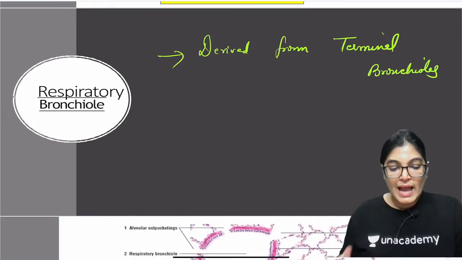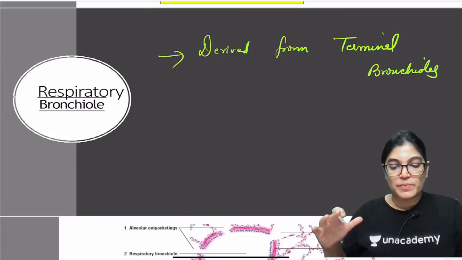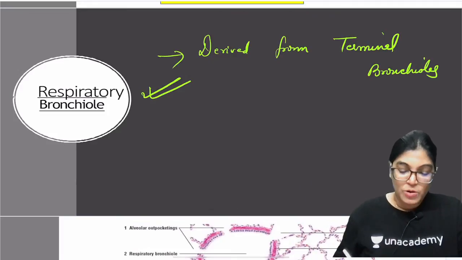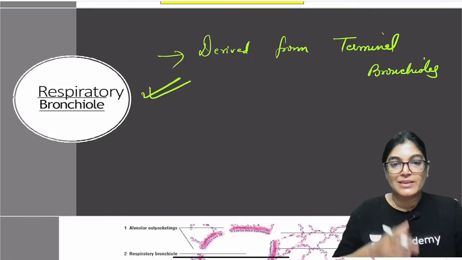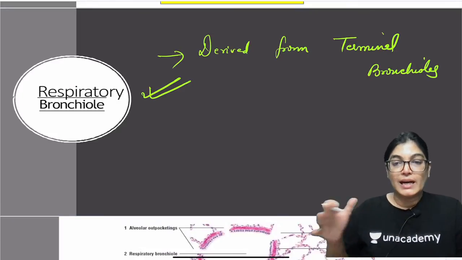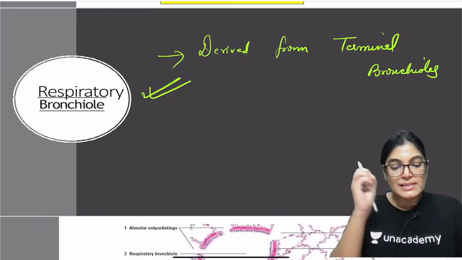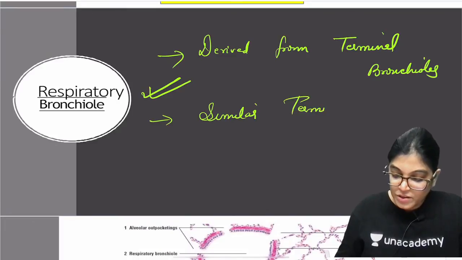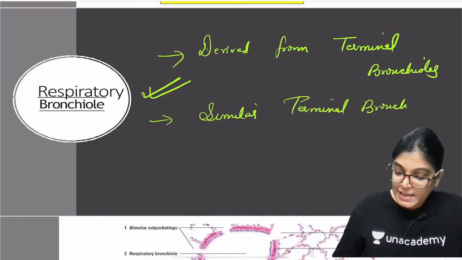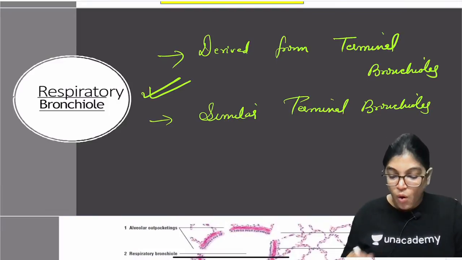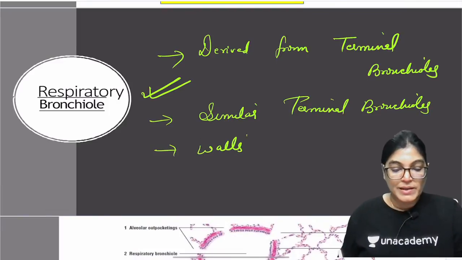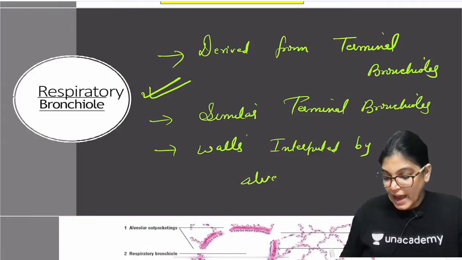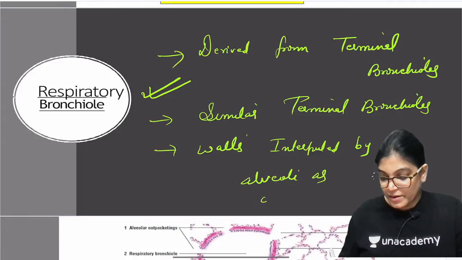Actually, it is a transition stage between the conducting and respiratory parts of the bronchial tree. So the respiratory bronchiole is a transition stage lying between the conducting and respiratory parts, and the structure is very similar to that of terminal bronchioles, except for the important point that the walls of the respiratory bronchiole are interrupted by alveoli as an outpouching.